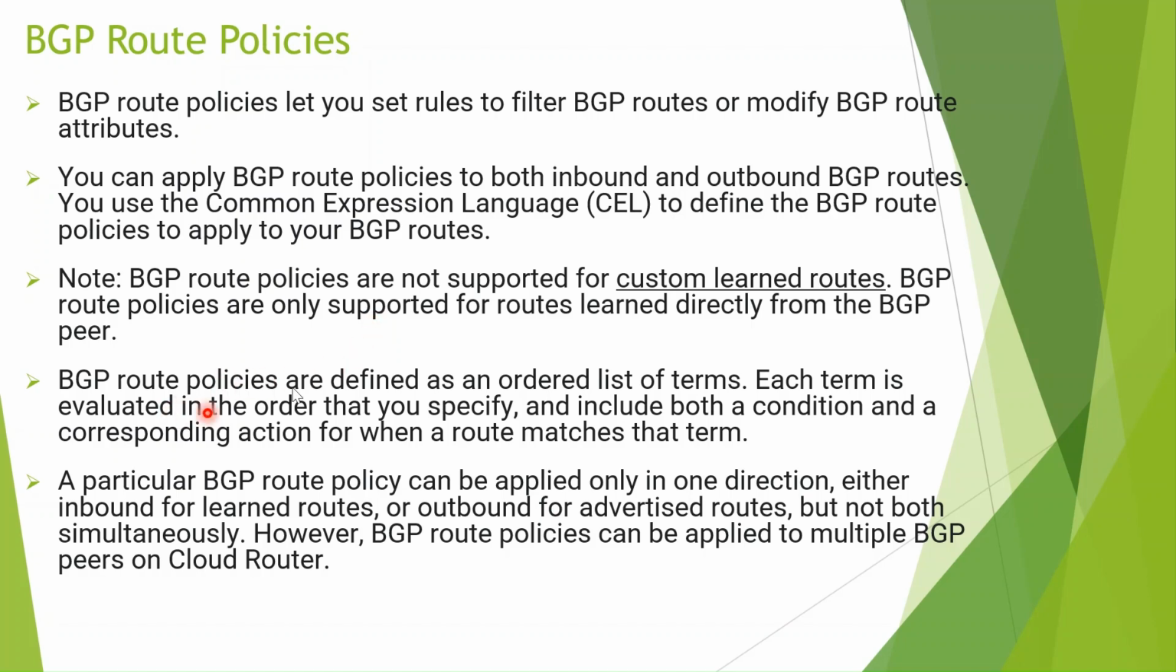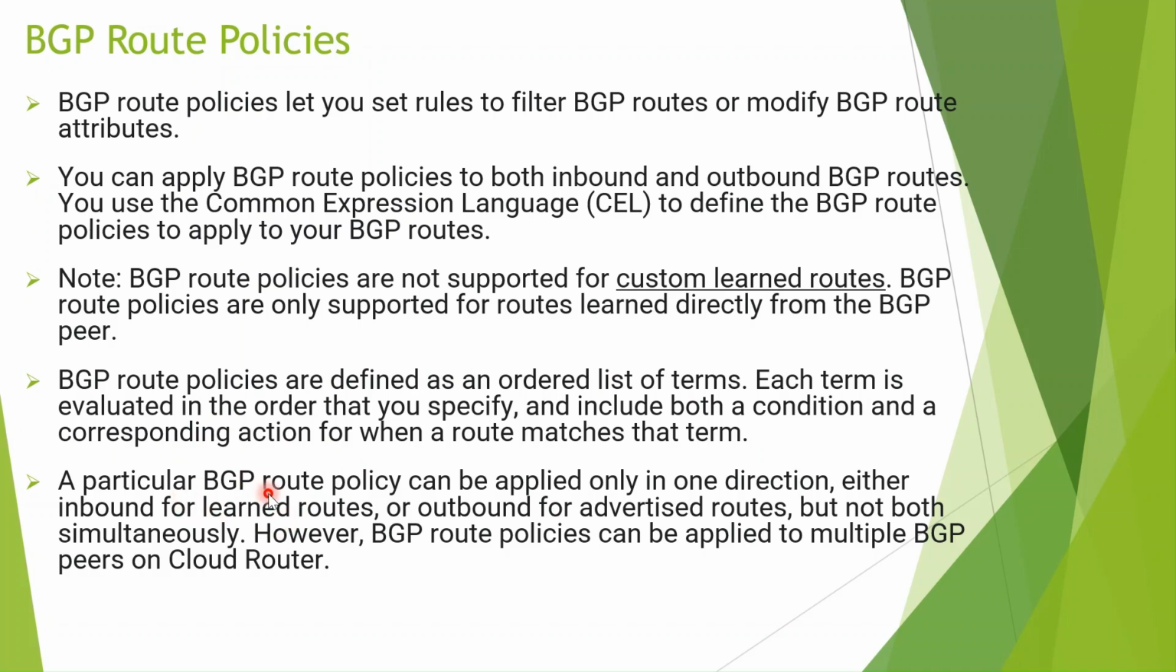BGP route policies are defined in an ordered list of terms. Suppose in a route policy you have multiple terms, each with a different priority. Each term is evaluated in the order you specify and includes both a condition and a corresponding action. The condition is what to match, like I want to match 192.168.1.0/24. And the action can be deny, accept, or next. We will see this in the demo.